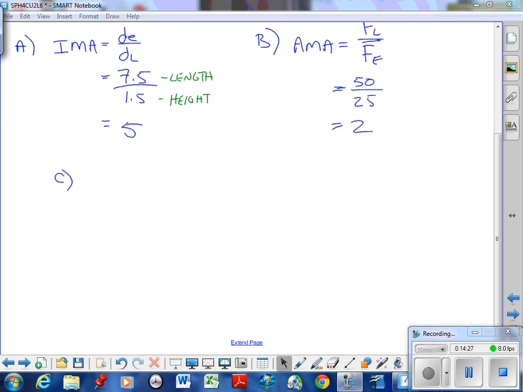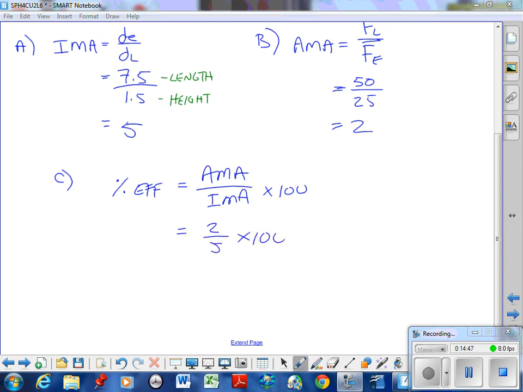So our percent efficiency for C part, percent efficiency is your AMA over IMA times 100. 5, oops, better do it right. Really having a hard time here finishing it up. 2/5 times 100, you get 40%. So therefore, 40% efficient. All right. If you have any questions, just ask in class.